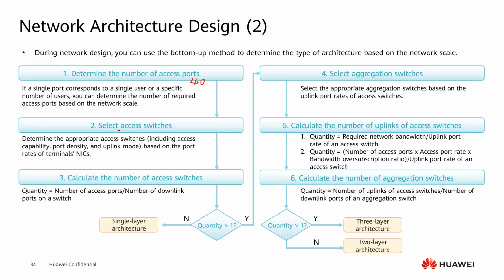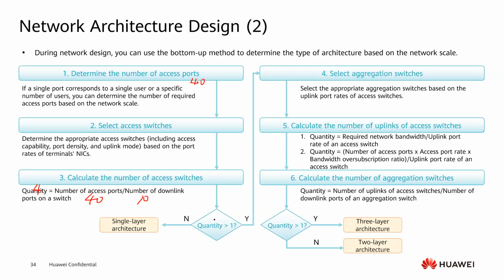And then you need to think about the performance of the access switches and select the type of the switches. And then calculate the number of the access switches. The number of access points is 40. And the number of downlink ports on a switch that can be supported by the access switches is, for example, 10. That means the quantity of the access switches is 4.